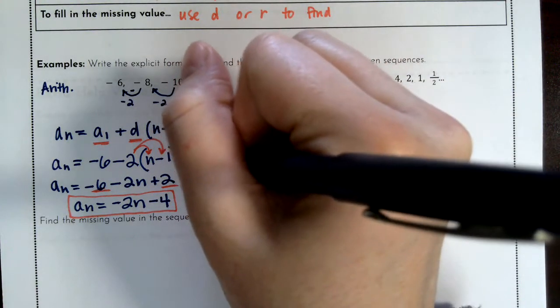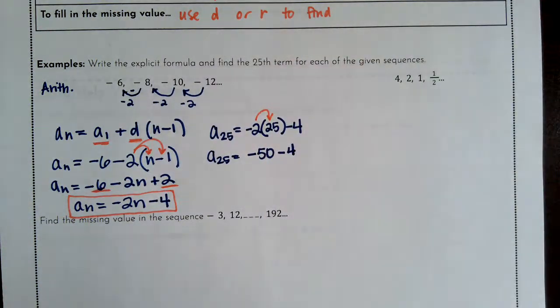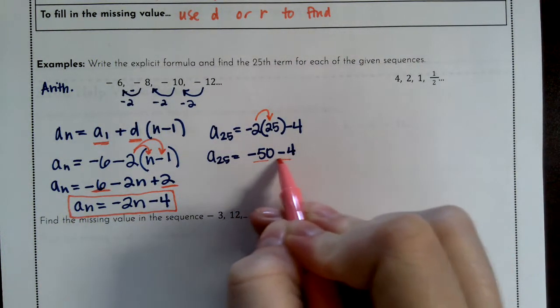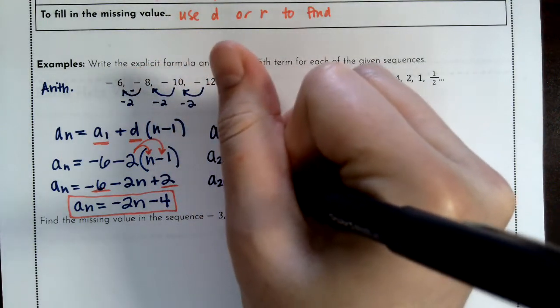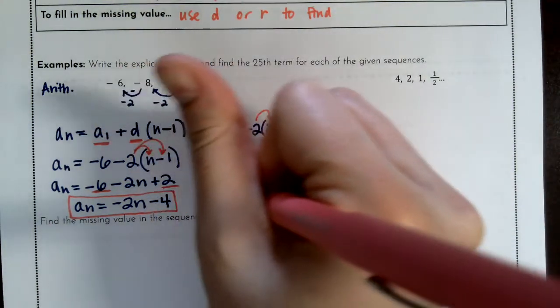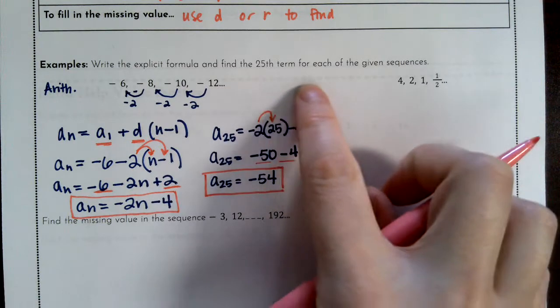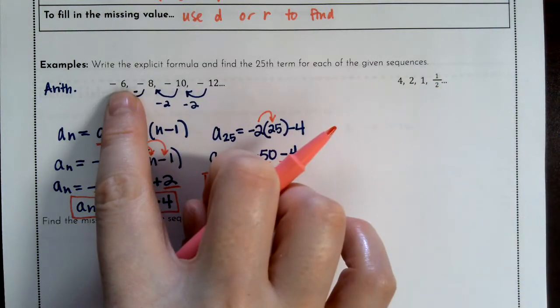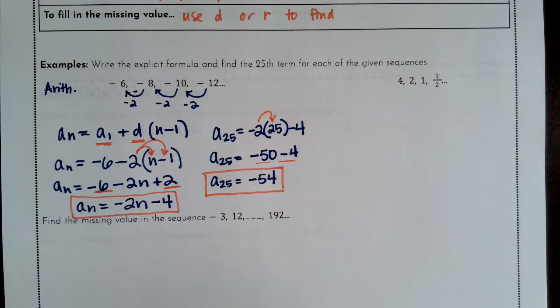When we multiply, we get -50 minus 4. And then combine these together to get -54. So the 25th term is -54. And I didn't have to spend all the time counting each one to see what the 5th term is, then the 6th, then 7, then 8, all the way up to 25.